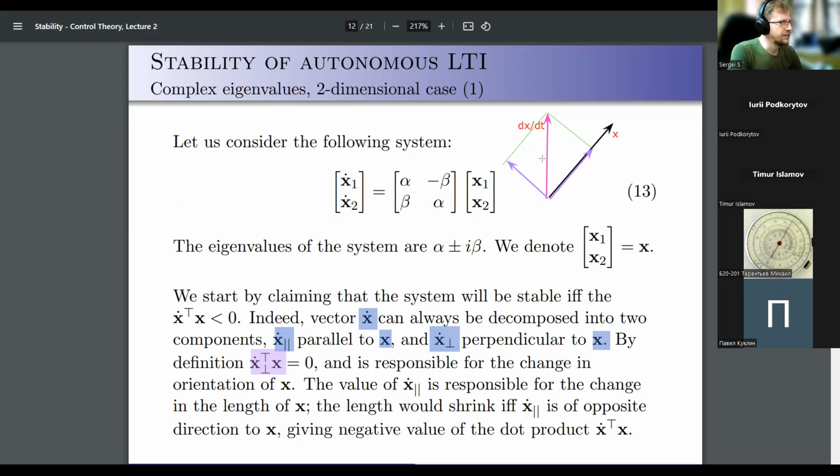This vector, remember, we're still talking about x dot. What it does is rotate the vector x, right? Instantaneously, it changes its orientation of the vector x.